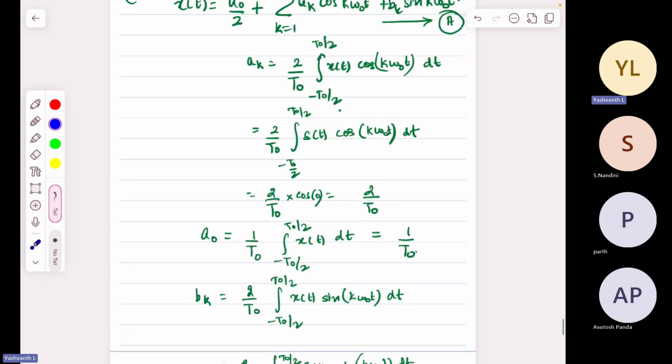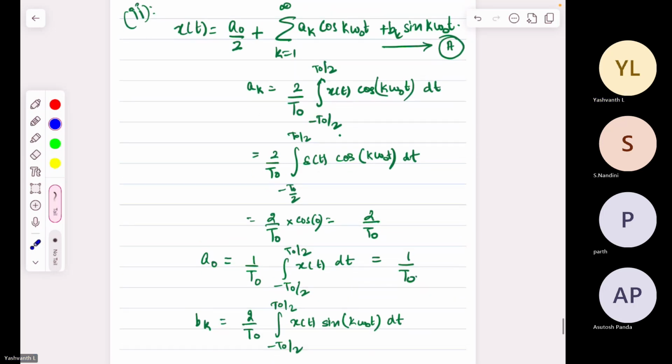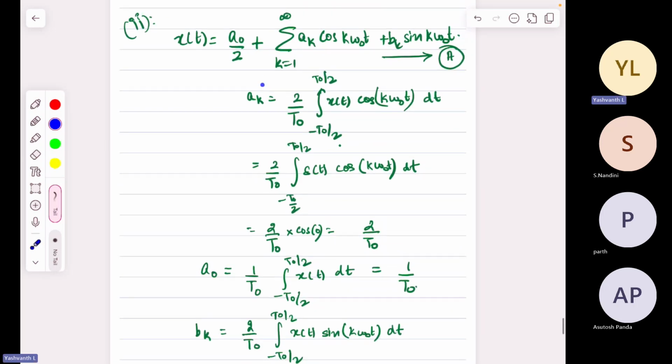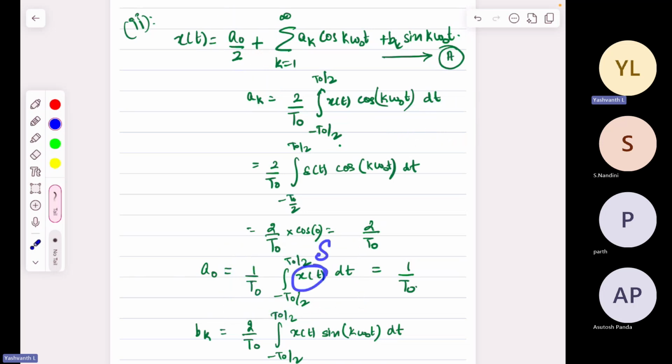This is only for ak, for k equal to 1 to infinity. But for a naught, you have the expression 1 by t naught integral from minus t naught by 2 to plus t naught by 2 of x of t. But x of t will be delta of t, so this integral will be equal to 1. So this will be just 1 by t naught.